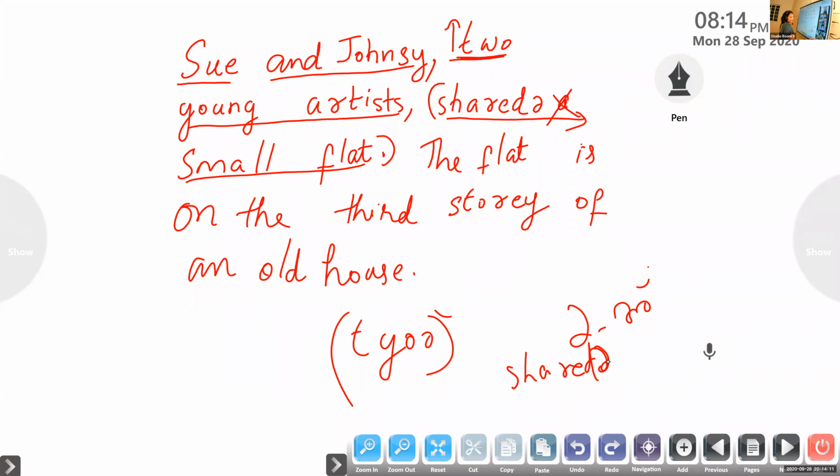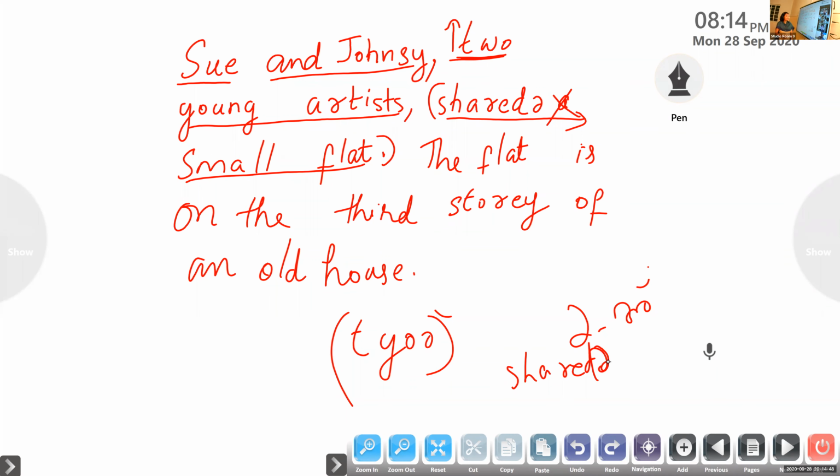Who could say next? Is there anybody else? I think I found some more faces. Rohan, try. Shu and John C. Two young artists share a small flat. I need to teach you music therapy. Okay, that I will teach you later. Don't worry. I need more time. La la la la la. Like that it goes. Okay, we'll teach you later. Don't worry.